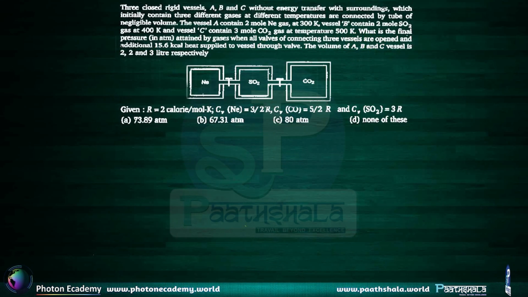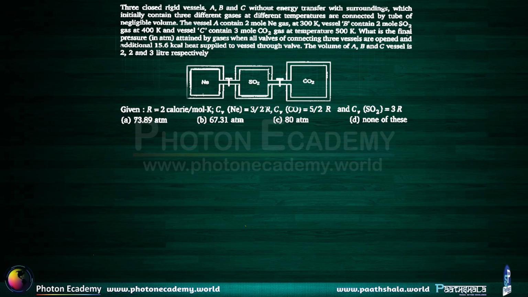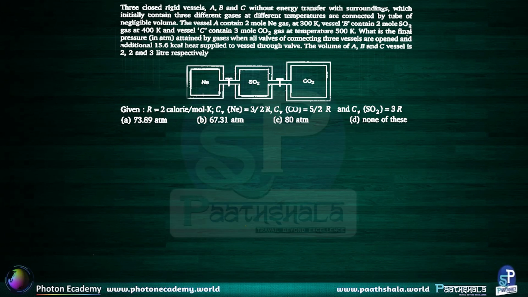Closed rigid vessels A, B, and C, without energy transfer with the surroundings, which initially contain three different gases at different temperatures, are connected by a tube of negligible volume. Vessel A contains 2 moles of neon gas at 300 Kelvin. Vessel B contains 2 moles SO2 at 400 Kelvin. And vessel C contains 3 moles CO2 gas at a temperature of 500 Kelvin.